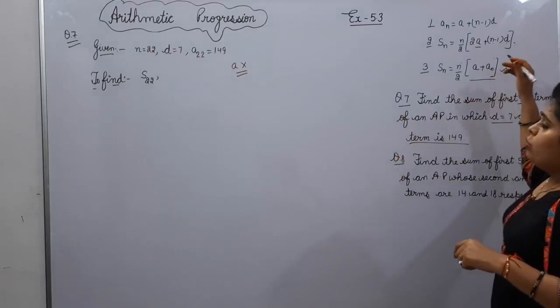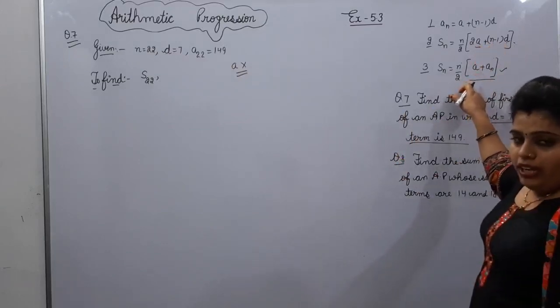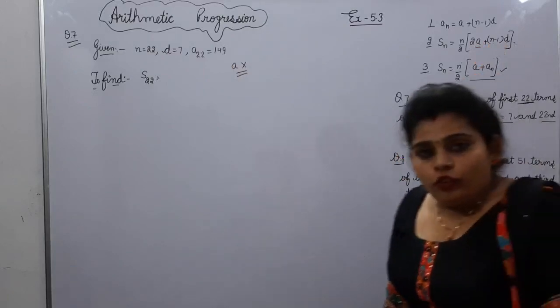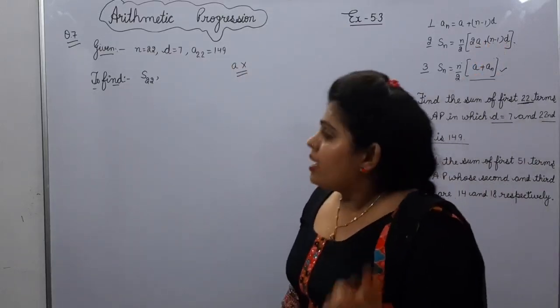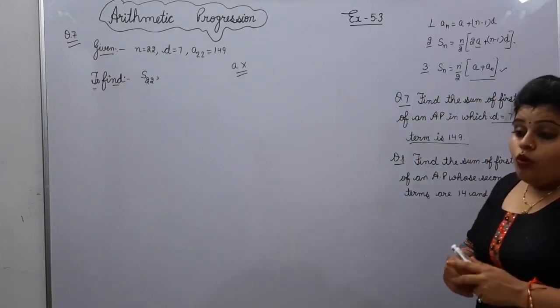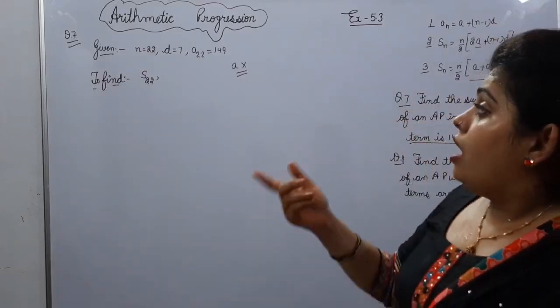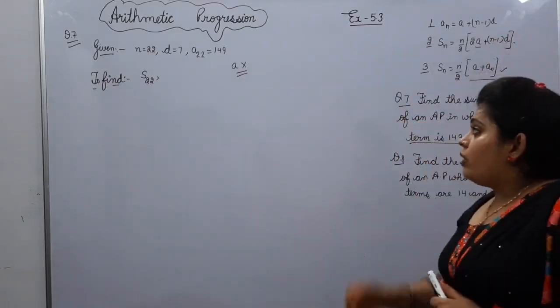So for using any of these two formulas we require a. It means first of all we have to find the value of a. Now the question is how we have to find the value of a. How will we find out the value of a here?